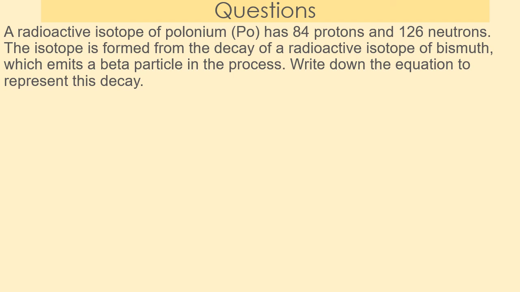So I'm going to write down what I know now. I've got polonium and I've got 84 there, and I've got 210 for my mass number. 84 plus 126 makes 210. I also have a beta particle. So it's my minus one and my zero, and my beta particle there.